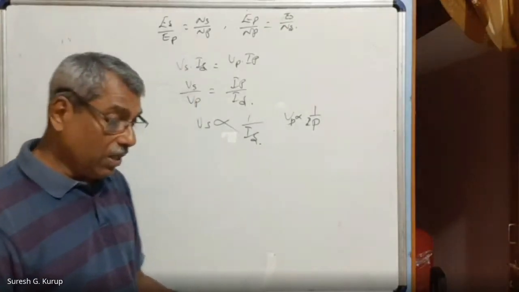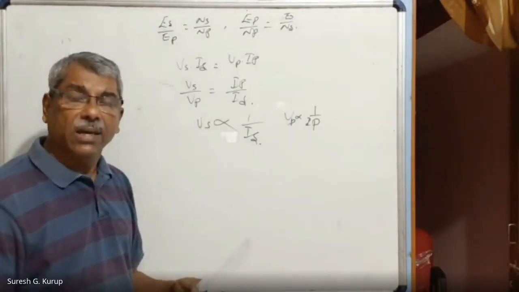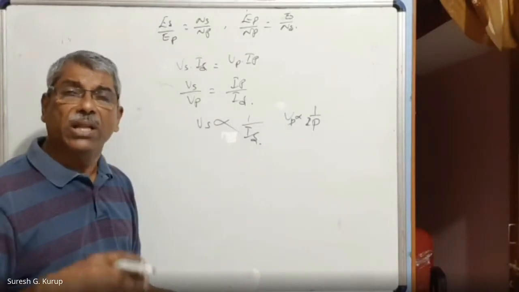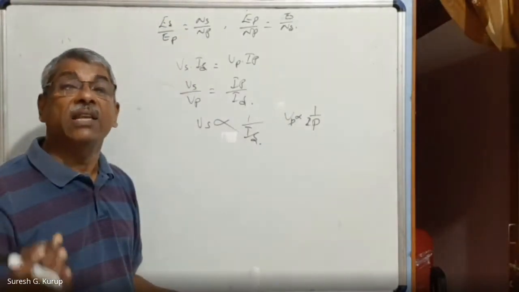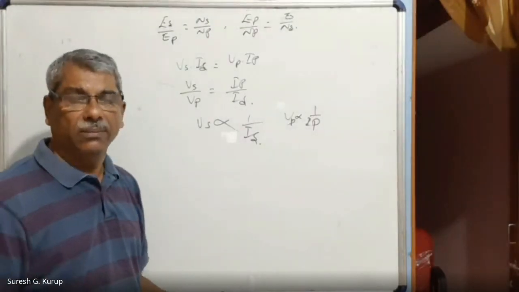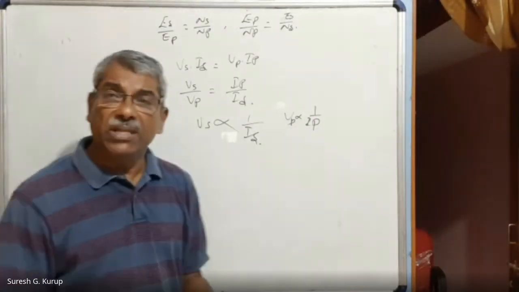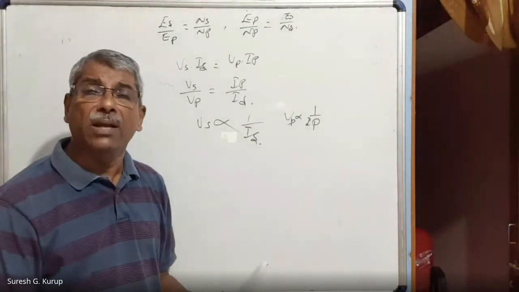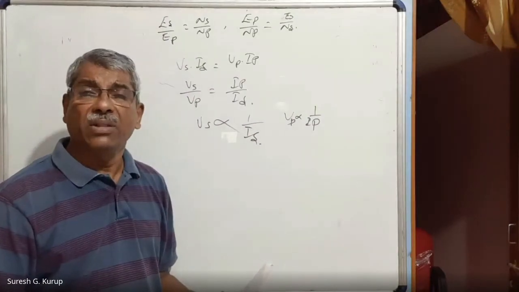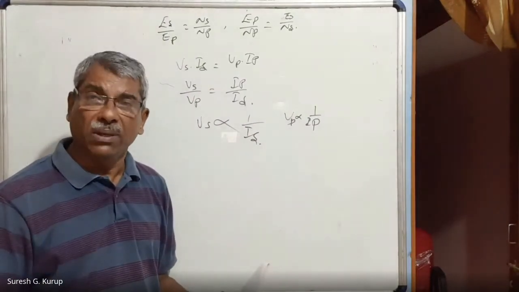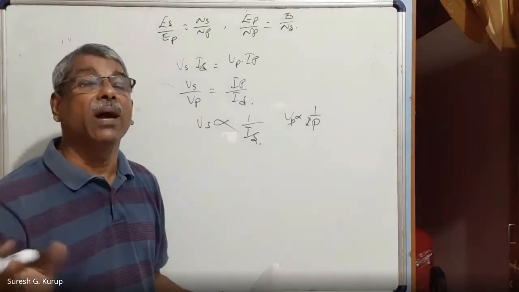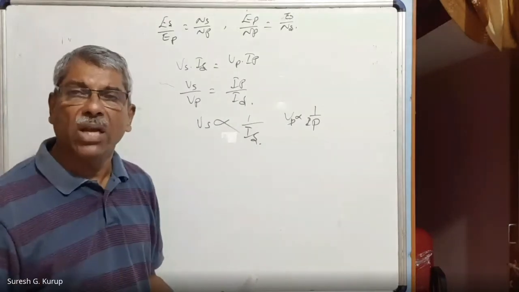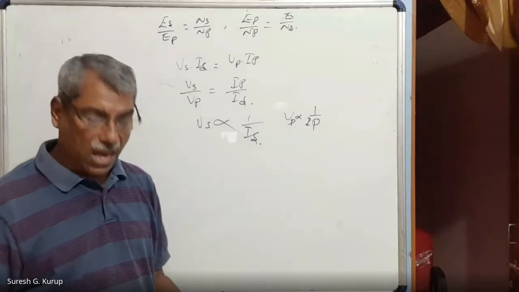So for a step-up transformer, Ns is greater than Np, Vs is greater than Vp, therefore Is is less than Ip. But in a step-down transformer, Np is greater than Ns. Am I correct? Therefore, Vs is less than Vp, therefore Ip is greater than Is. So this is the thing you have to understand. You will try to hear this again and again and try to understand.